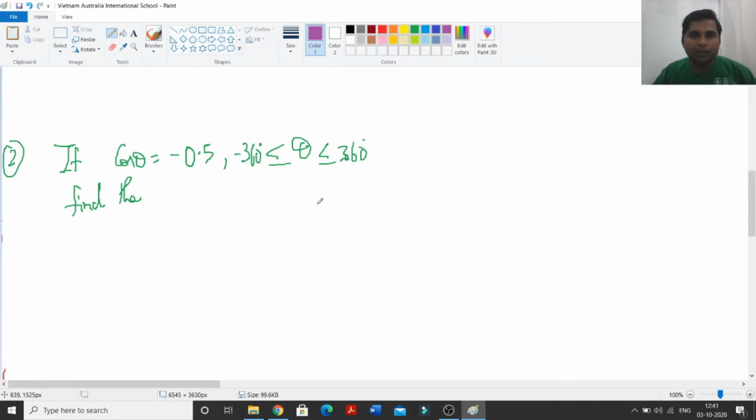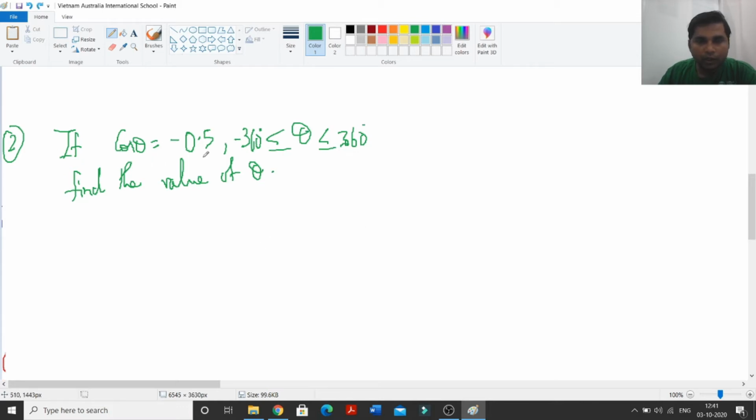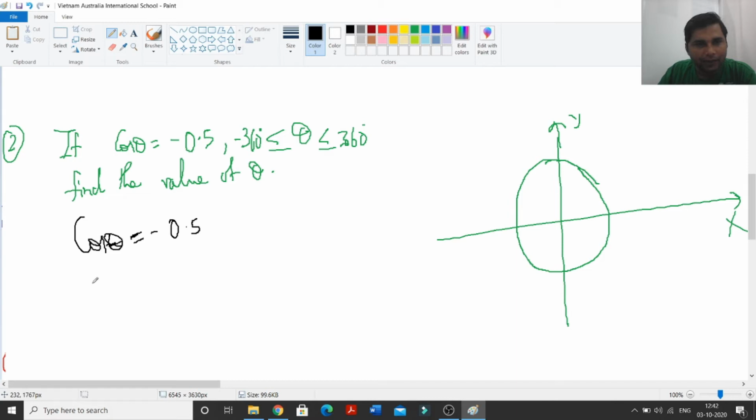Cos theta is equal to minus 0.5 and theta lies between minus 360 and 360. So we need to find the value of theta. As cos theta is negative 0.5, we'll use the unit circle method again. So let's draw the unit circle. We know that x is equal to cos theta, so we can write x is equal to minus 0.5, right?